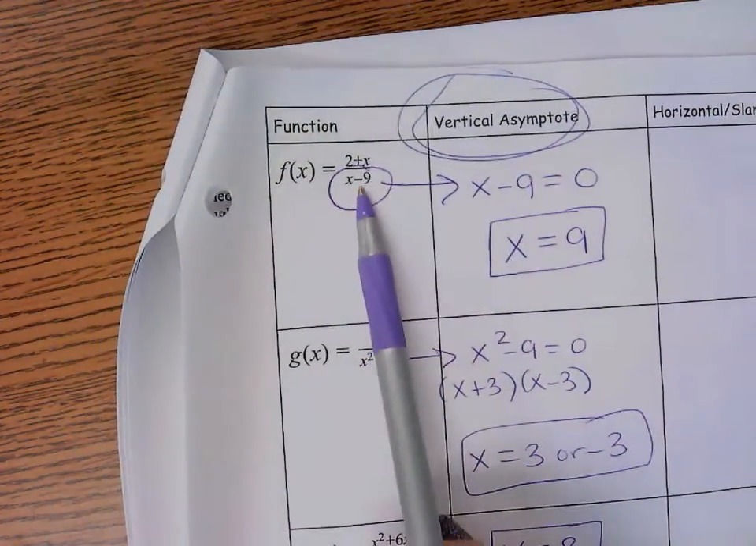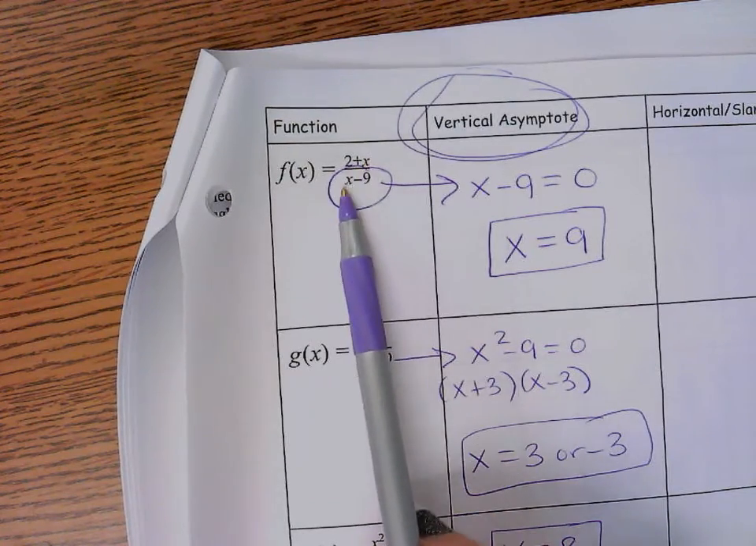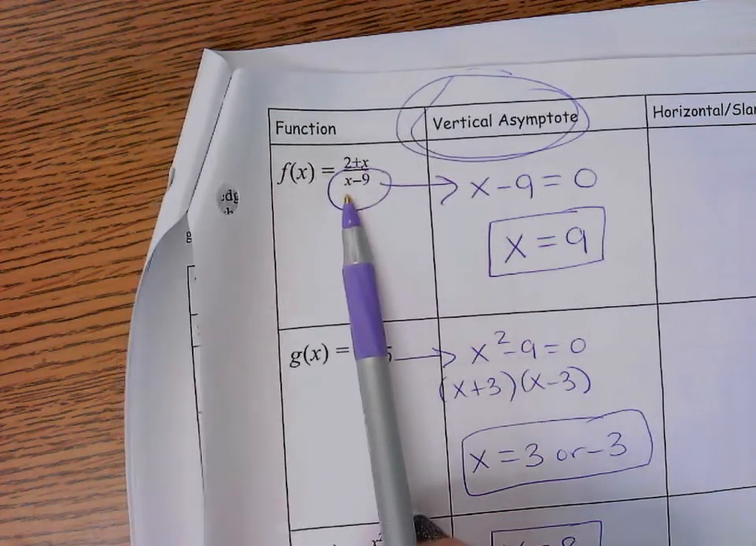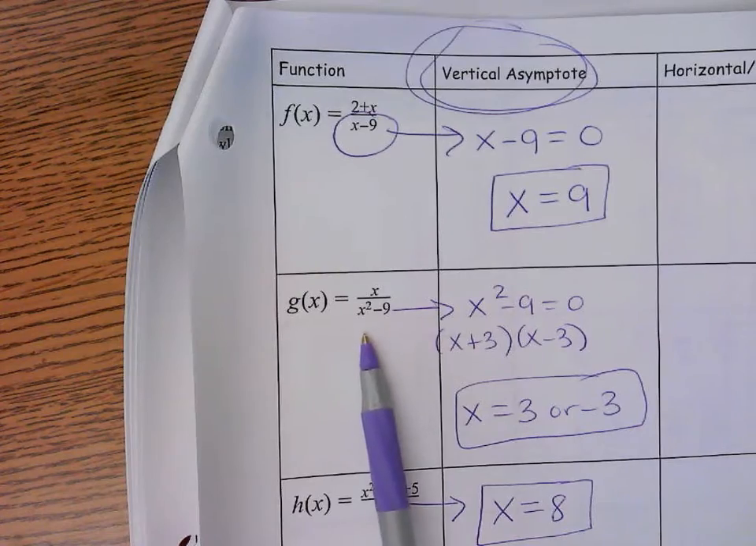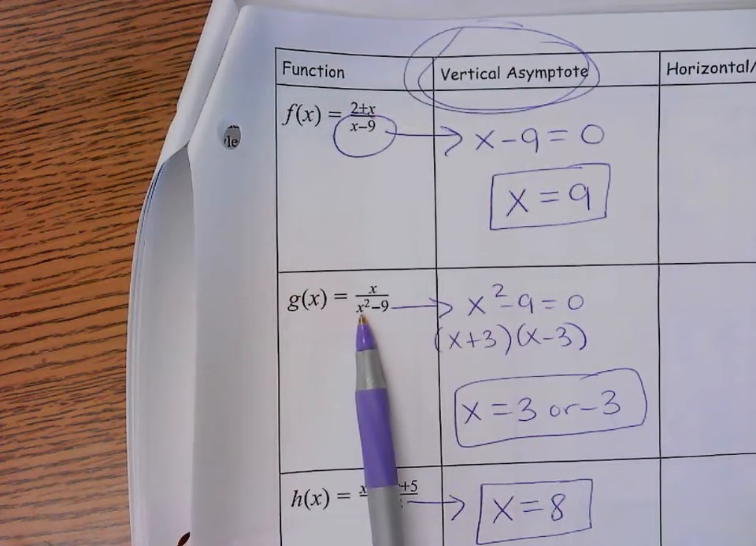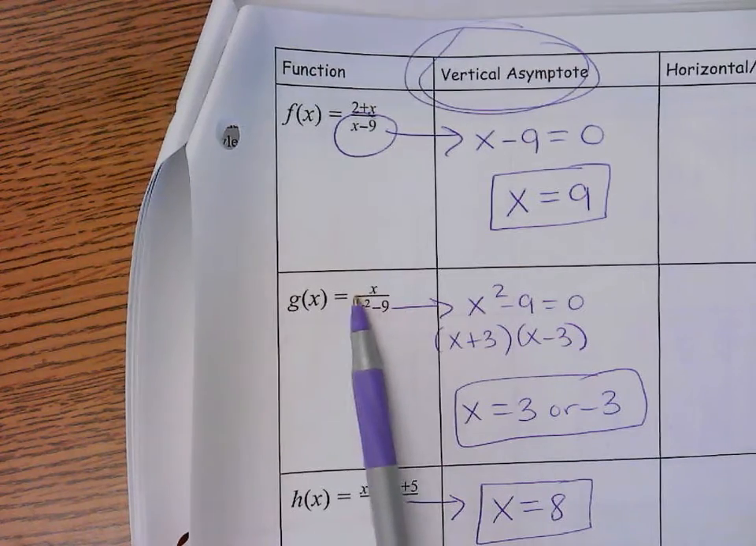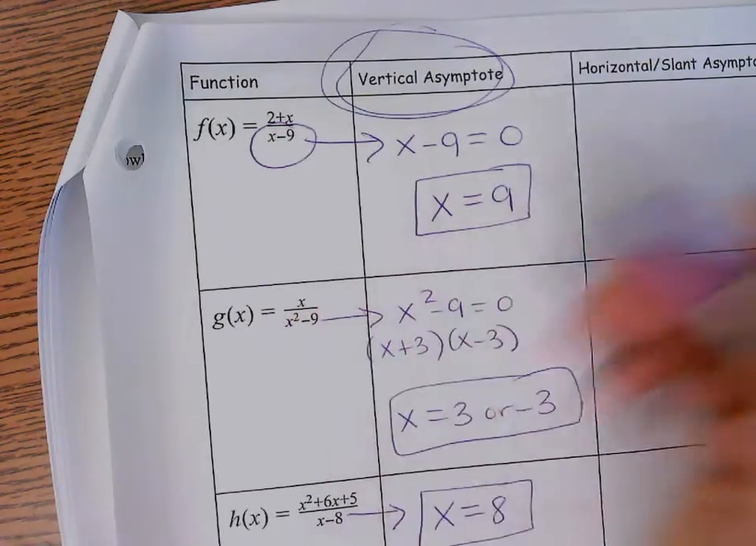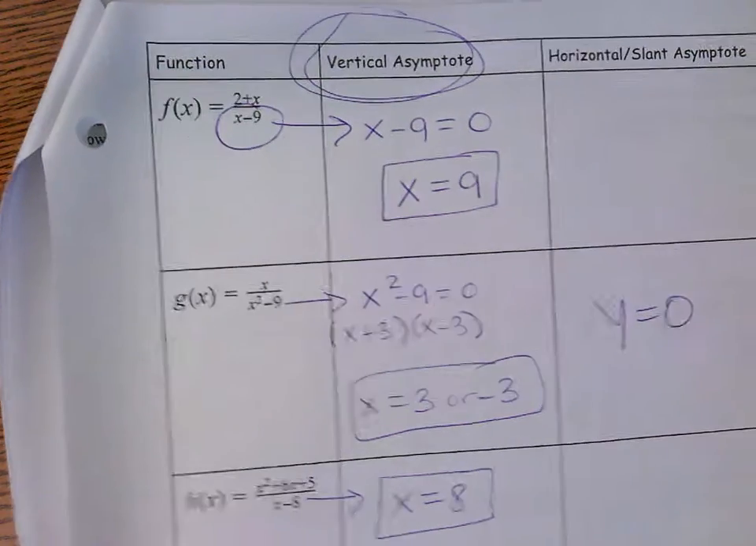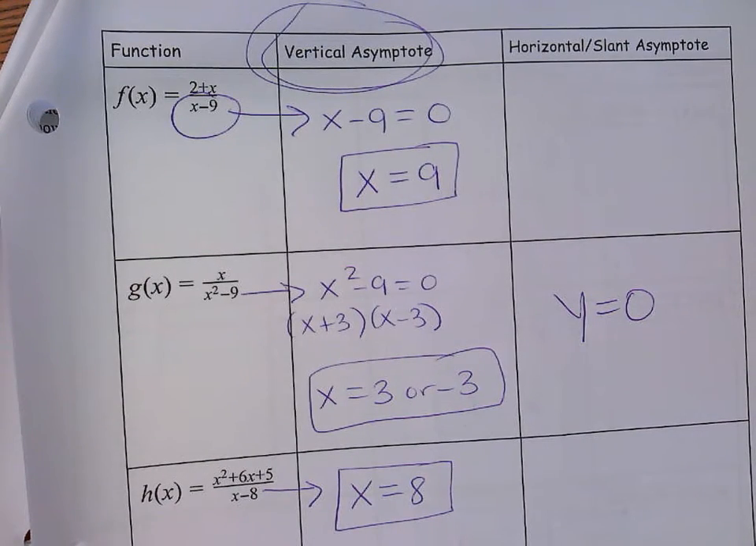So not in the first example, because they're both linear functions, right? X, x. But what about the second function? The denominator wins. X squared is bigger than a linear function. So in this case, the denominator wins. So over here, I can just write y equals 0 is my horizontal asymptote.